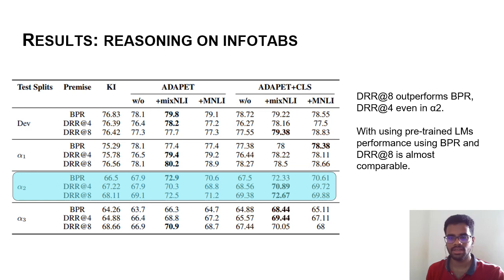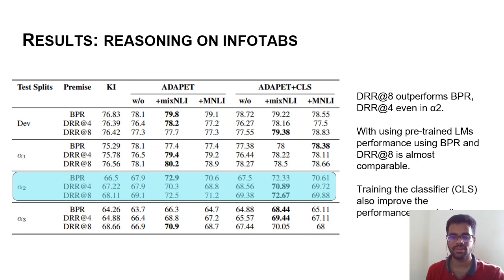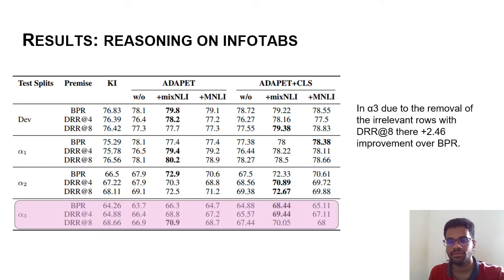And with pre-trained language models, performances using better paragraph representation, without any pruning and with pruning, are almost comparable. Training a classifier on top of our adapted models also improves the performance, but only marginally. The average number of rows in the tables in test set Alpha 3 is higher when compared to the number of rows in tables of Alpha 1 and Alpha 2. Because of this, pruning improved the performance a lot when compared to the approach without pruning.